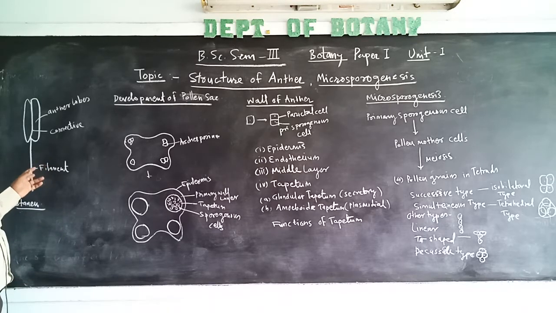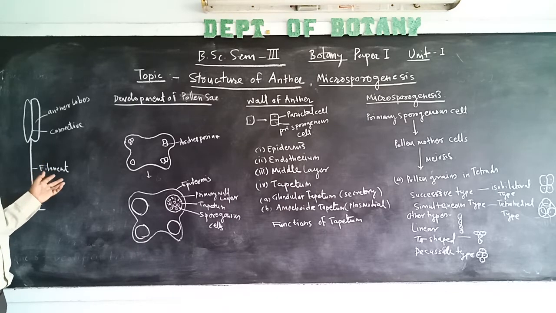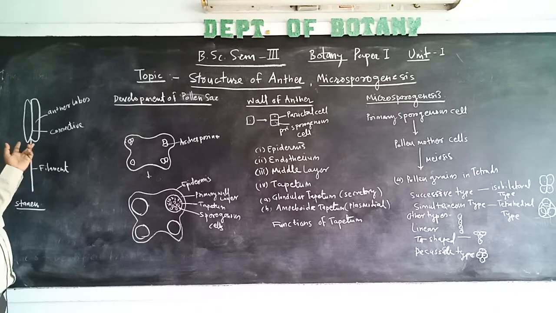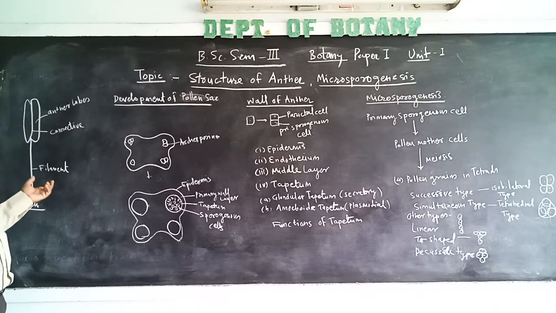The filament is present at the base of the stamen, and at the top there is an expanded portion called the anther. Both anther and filament are connected by means of a sterile tissue called the connective.